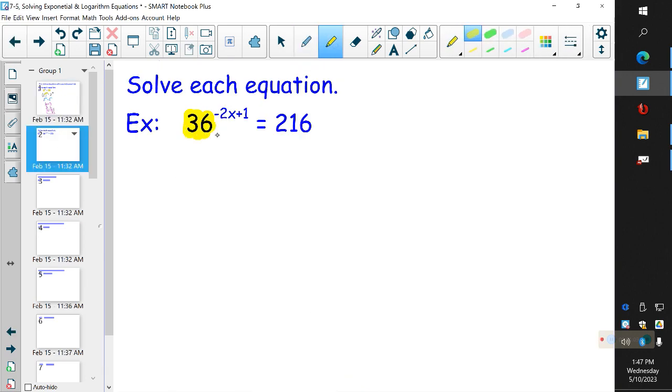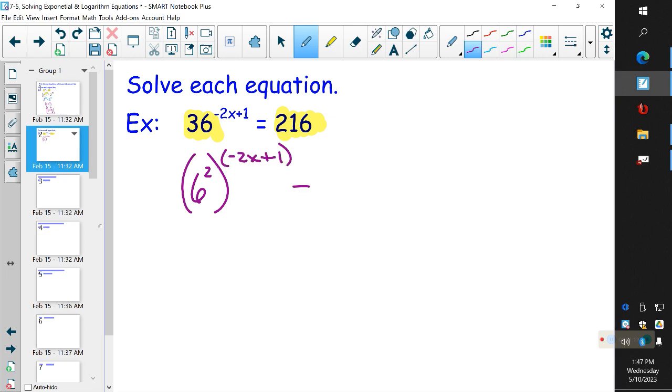Look at my bases. I have 36 and I have 216. Well, immediately whenever I think of 36, I think that is 6 squared raised to the power of negative 2x plus 1. And then 216 is actually going to be 6 cubed. So I'm going to multiply these exponents right here to give me 6 to the power of 2 times negative 2x plus 1 is equal to 6 cubed.